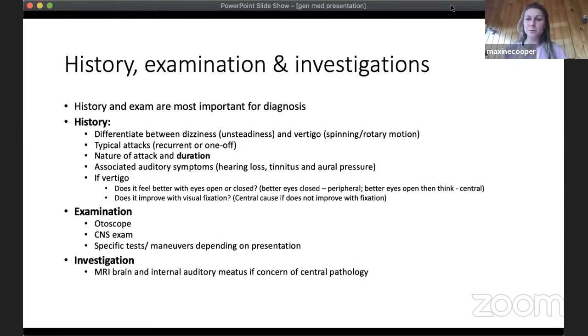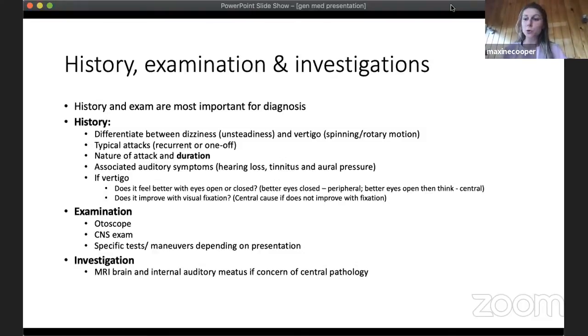And two other things that are really good to ask, and I wish I knew last year, because I think it would make you stand out. So if you do think they have vertigo, two really cool questions to ask. So one is, does it feel better with your eyes open or closed? Because if it's more of a peripheral cause of vertigo, like we'll talk through, often it feels better with their eyes closed.